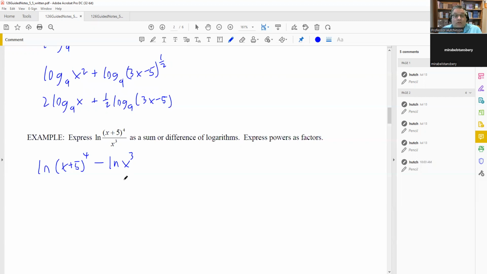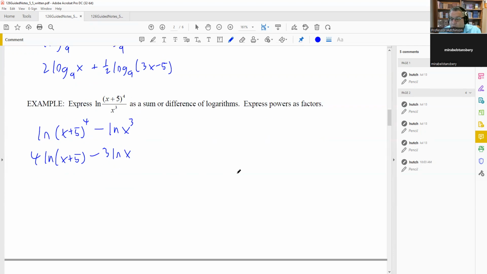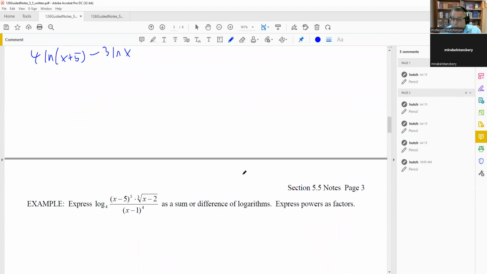These are the same properties from the beginning of this section, ones we went over last time. Each of these numbers is going to come down in front. So we bring down the 4: 4 ln of x plus 5, minus 3 ln of x. We're using rule number 5 to finish it, so that the powers are no longer there and are down in front. And that's as far as we need to go with that one. Again, these don't have numerical answers because there are x's in them. They're just going to be expressions.